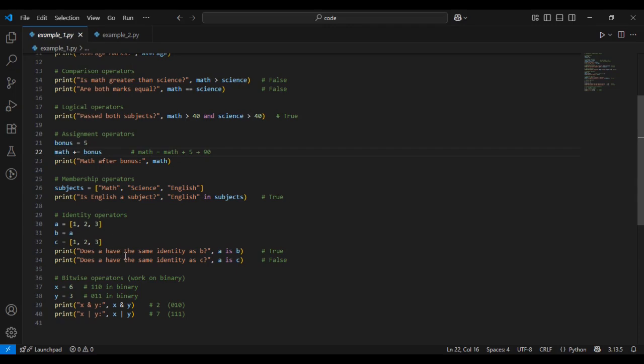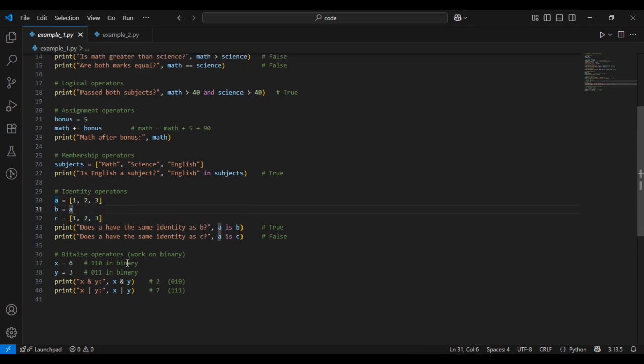Next we have the identity operators. Does B have the same identity, or does B occupy the same memory location as A? So the answer will be true, because we are just creating a reference of A. So when we print B, it will just look at A in the memory location and print it. Next we are checking is A equal to C, which will give false, because they are two different objects that occupy two different memory locations.